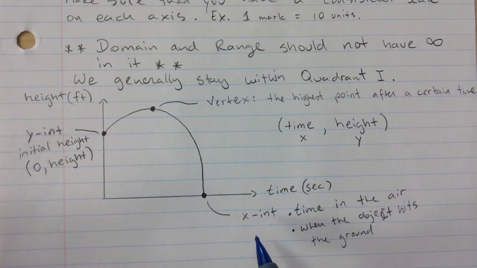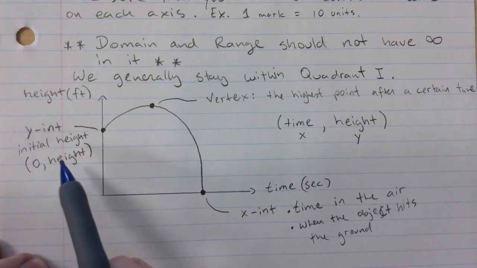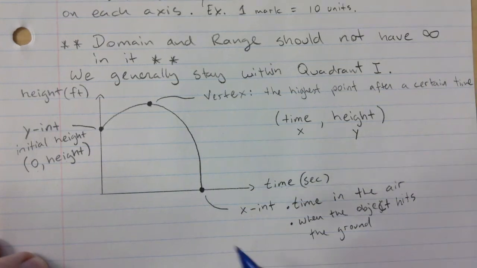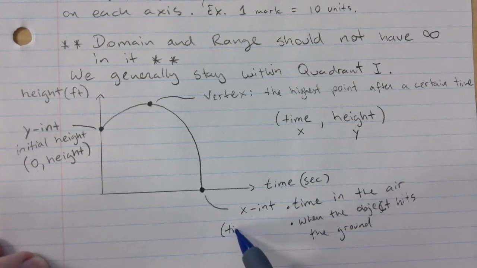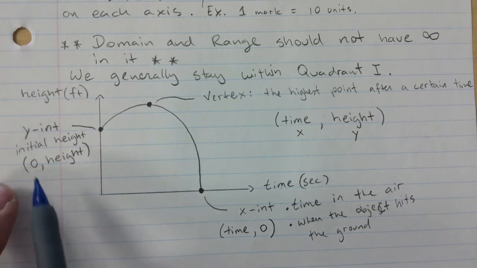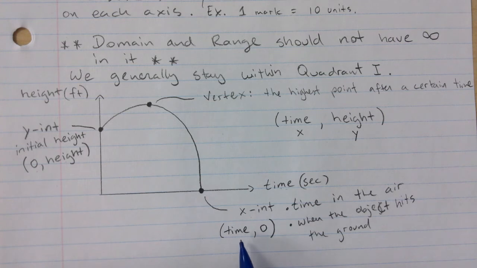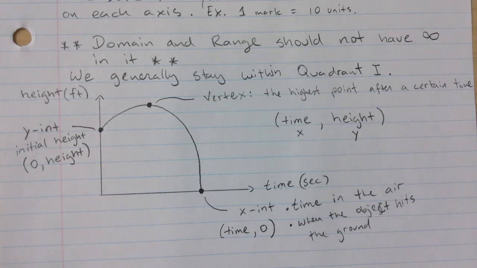I want to add something to the x-intercept here. You know how initial height is 0 height? The x-intercept will be the time when the height is 0. So the x-intercept is going to be like that. This is when time is 0: what is the height? And here, you will find out the time when the height ends up being 0. So this is like a summary, kind of like an overview of what's coming your way.